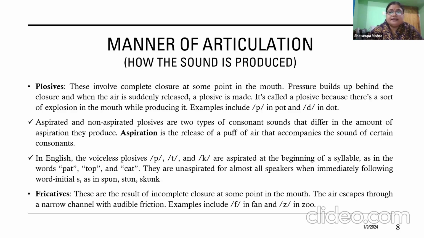Now, we will come to the second kind of consonant sounds depending upon the manner of articulation. Fricatives. The word is connected to friction. These are the result of incomplete closure. Plosives included complete closure and fricatives include incomplete closure at some point in the mouth. The air escapes through a narrow channel with audible friction, friction that can be heard. Because there is a very narrow channel which is open and the air passes through it, we can hear the friction.